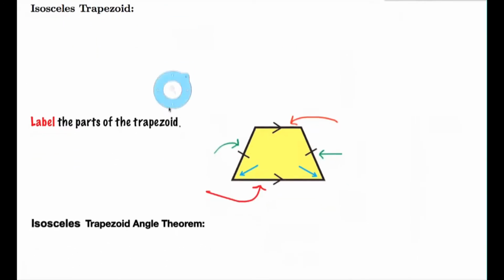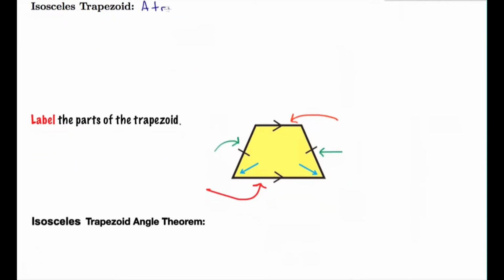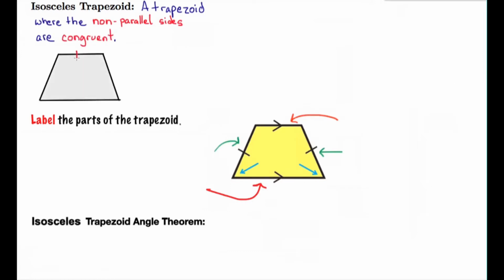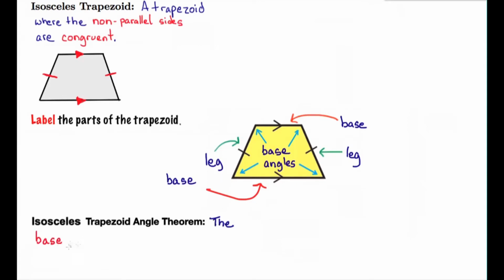Now an isosceles trapezoid is a trapezoid where the non-parallel sides are congruent. So I have one pair of parallel sides, the other pair is congruent, and those are called the legs. The parallel sides are called the bases, and there are two pairs of base angles.